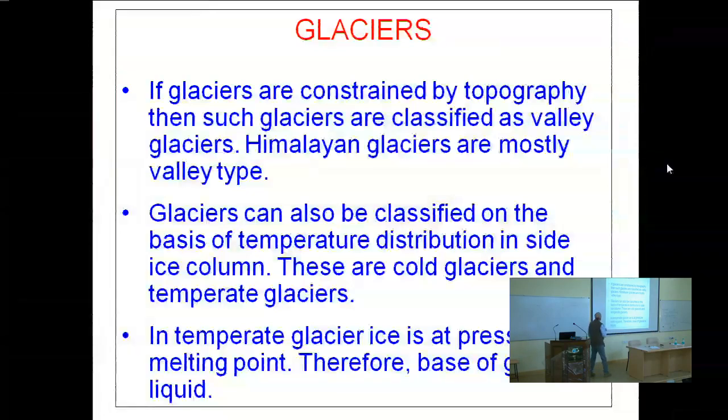On top of that, because the glaciers are mostly valley types, I wish that the glaciers can also be classified on the basis of temperature. What really happens to temperature inside the ice pack? Remember, what will happen if you have ice and you put pressure on it? What will happen to its melting point?